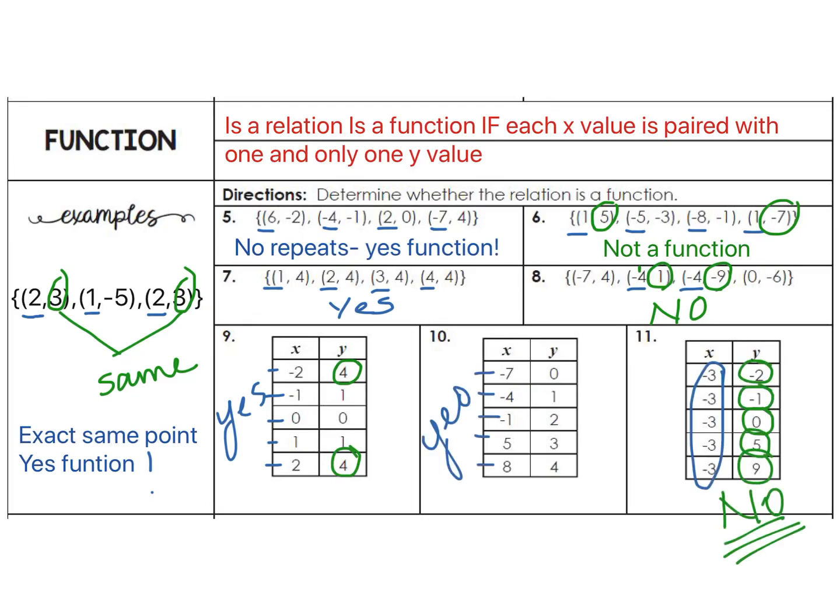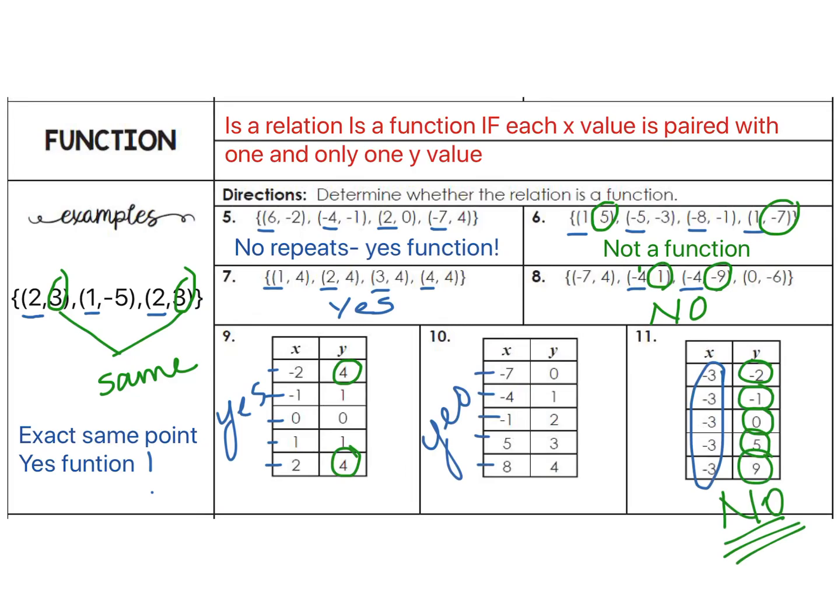All right, so these are my answers for 10 and 11 now. And number 11 was full of problems. Every single x value repeated, and not a single one of those y values were the same. So that's clearly not a function.